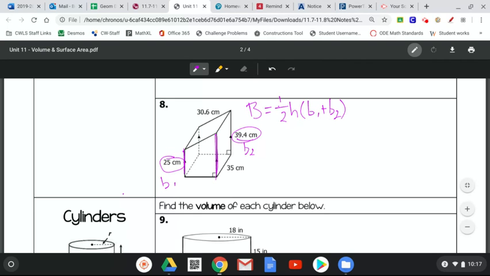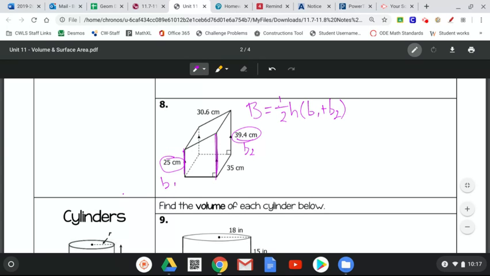And this is where it gets a little bit tricky, and this is why I'm doing this problem with you. So if they give you the two bases of the trapezoid, all right, they give you the two bases, you got to find the height of the trapezoid. What you have to do is you have to do Pythagorean theorem.